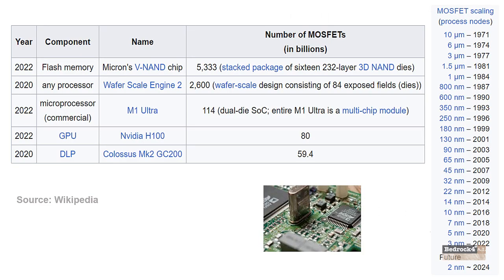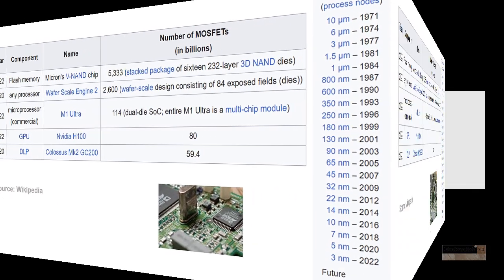Fast forward to 2022, we have integrated circuits with 2.6 trillion transistors. The rate at which the transistor counts have increased generally follows Moore's law, which observed that transistor count doubles approximately every 2 years. MOSFET stands for metal oxide silicon field effect transistor. And as we discussed, they are electronic devices that are used to switch or amplify voltages in circuits.